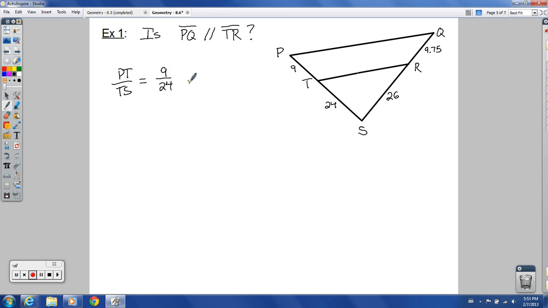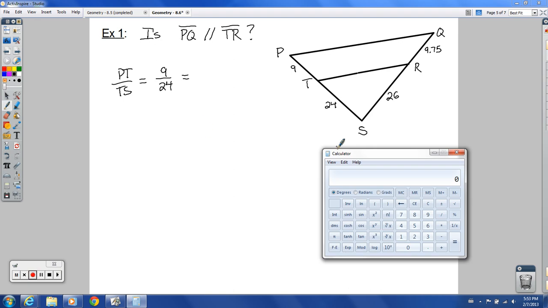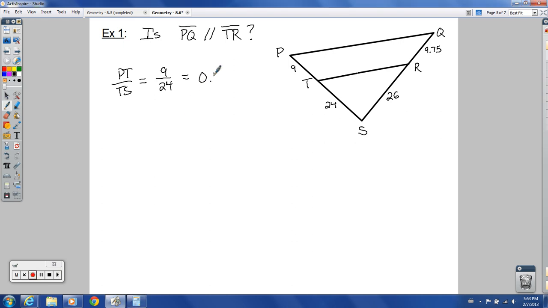And sometimes it's just easiest, honestly, to put the fraction into a calculator and see what it is as a decimal and see if the decimals equal each other. So let's do that here. 9 over 24 equals 0.375. This is especially going to be helpful because we've got a decimal to deal with in the fraction. So this is what we end up with. Let's circle that in our different color.